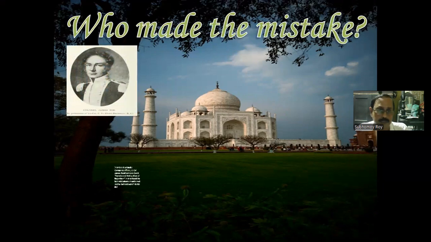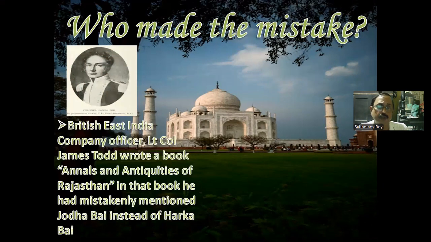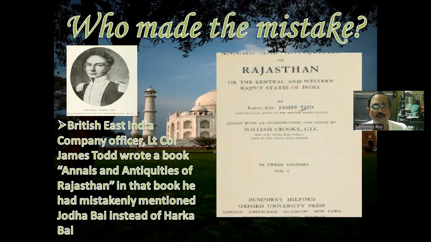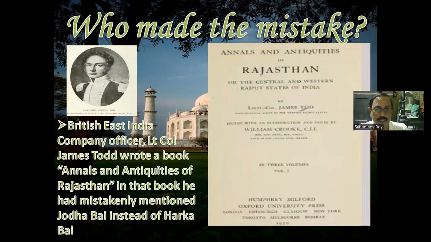The mistake was made by this person whose name was Lieutenant Colonel James Todd. He was the agent of the East India Company, and his job was to visit these royal families and persuade them to join the East India Company or maintain good relations with it. That's why Lieutenant James Todd used to visit those royal families and make notes. And in his book, Annals and Antiquities of Rajasthan, he mistakenly mentioned Jodhabai instead of Harkabai. On my right hand side, I have shown you the front page of the book.